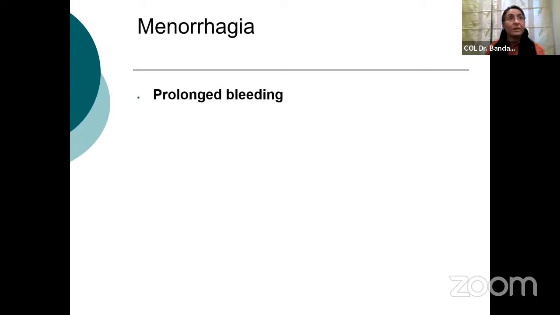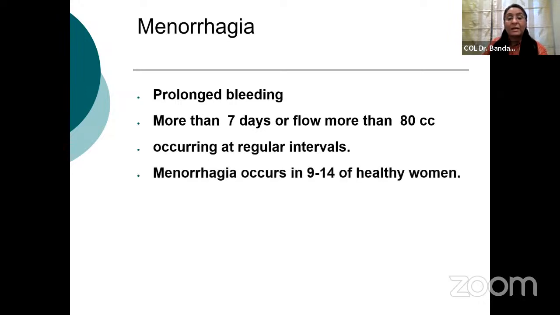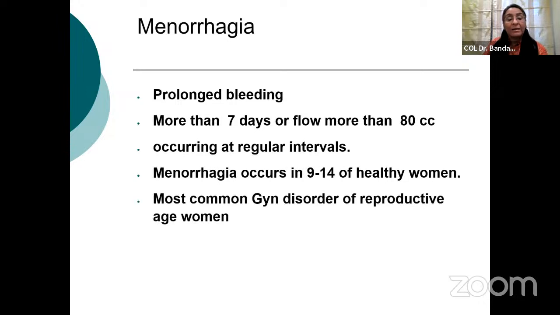Second thing is, we need to know what is menorrhagia. These are different terminologies I shall be using now to explain what the abnormal uterine bleeding can consist of. First is menorrhagia. It is a prolonged bleeding. When the flow is more than 7 days or the flow is more than 80 ml in the entire duration, and this keeps occurring at regular intervals. That means not just one episode, but happening frequently. It occurs in 9 to 14% of healthy women and is the most common gynecological disorder of reproductive age group. In fact, menorrhagia is also seen in puberty, where it is called puberty menorrhagia.